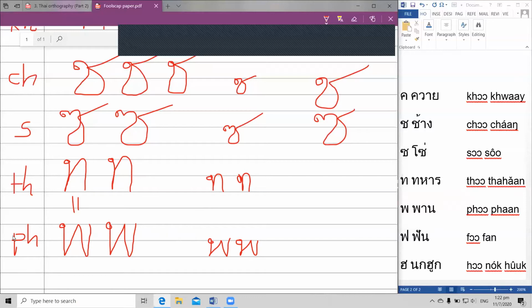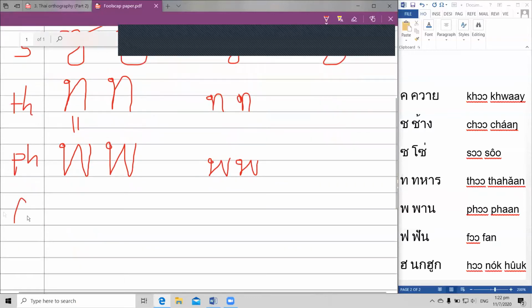Next we have for fun. It looks like พอพาน but there's a tail extending over the top line. It's like the บอใบไม้. Remember the บอใบไม้? It looks like this, and the ปอปลา is like that, correct? The for fun looks like this.